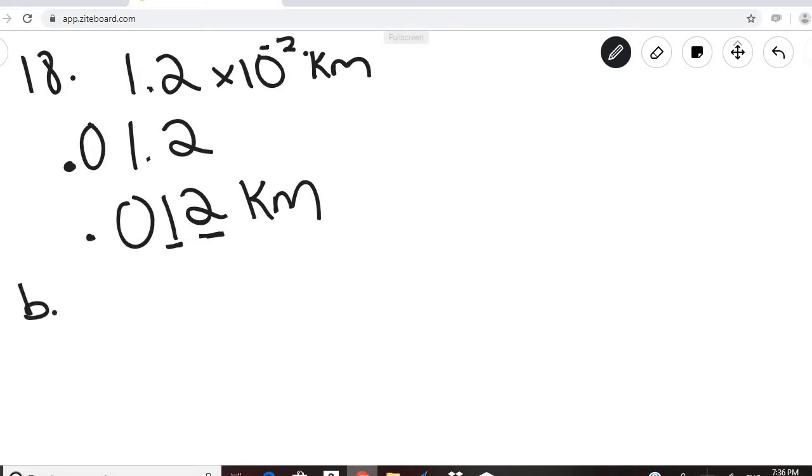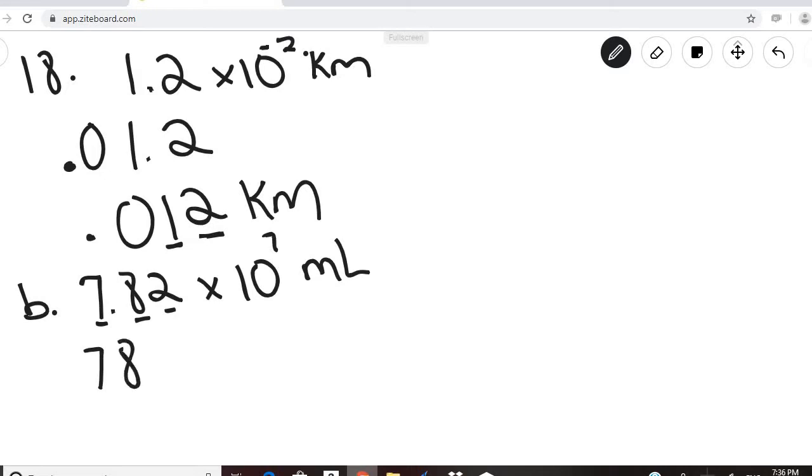18B is 7.82 times 10 to the 7th milliliters. Okay, so we first look here and we see that this has 3 significant figures, so our answer can have 3 significant figures. So 7, 8, 2, and then from this point we're going to move the decimal place 7 places. So it's here, starting here.